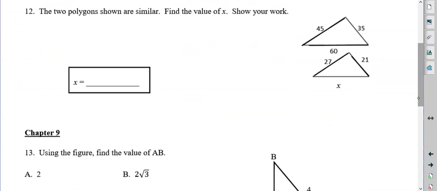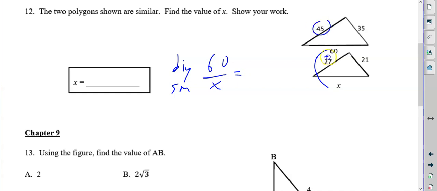Number 12. Two polygons are shown or similar. Find the value of x. Okay? So, here is our one ratio that we're trying to solve for. Now, I like to put, like I told you before, some words or abbreviations to keep me on track. At this point, you could use these two together or these two. It doesn't matter. It's the same thing because they're similar. So, 45 over 27.